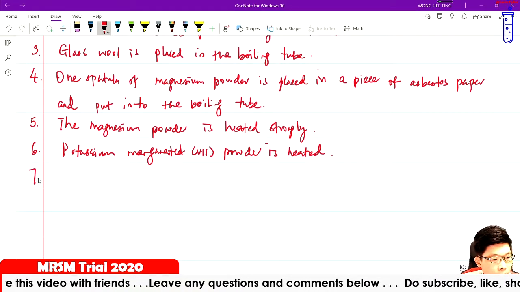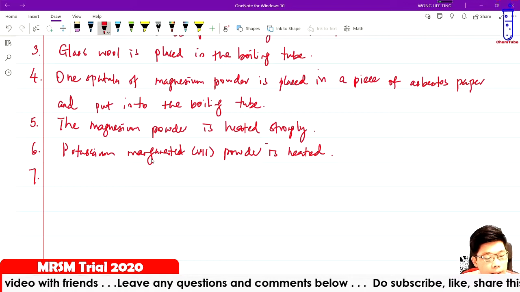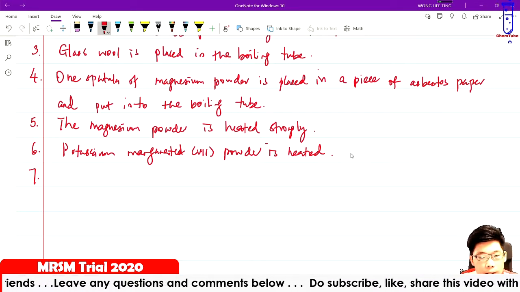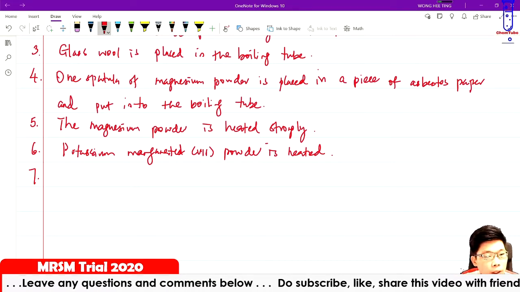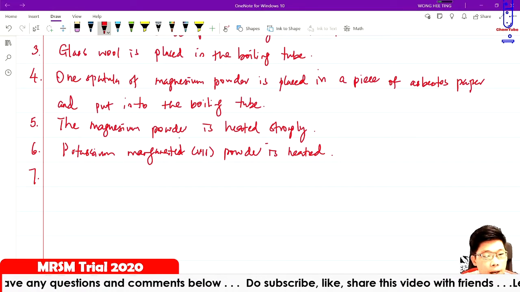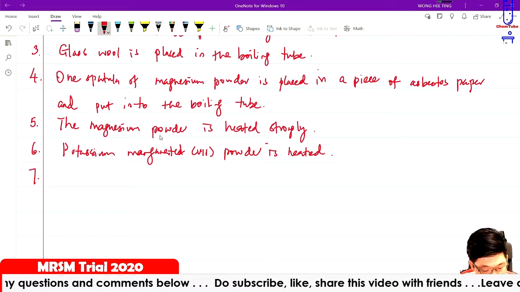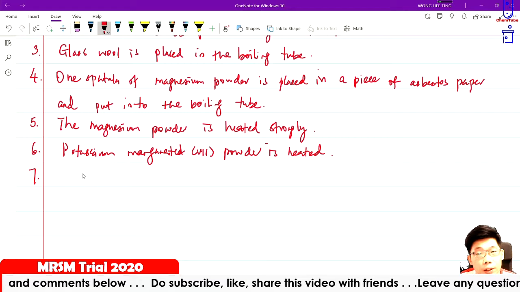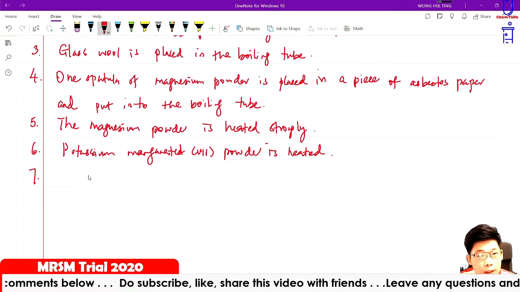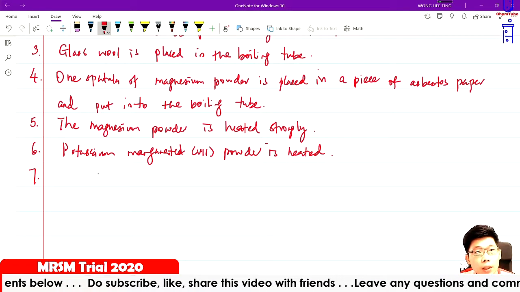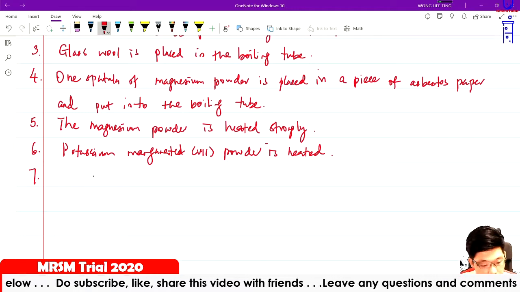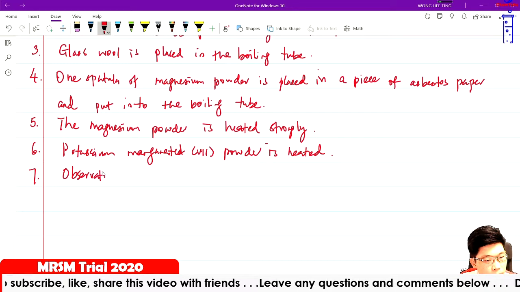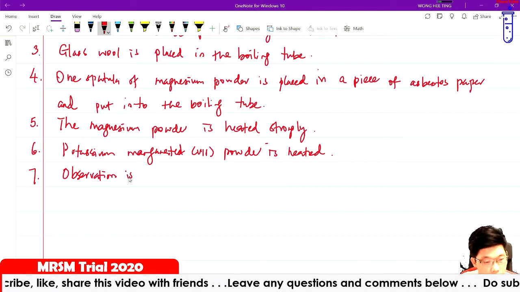Once the potassium manganate(VII) is heated, it will release oxygen, which is then passed through the hot magnesium powder. From there we can see whether it burns or not. If it burns, it means that it is reactive. If it just glows only, it means it is less reactive. So the observation is recorded.